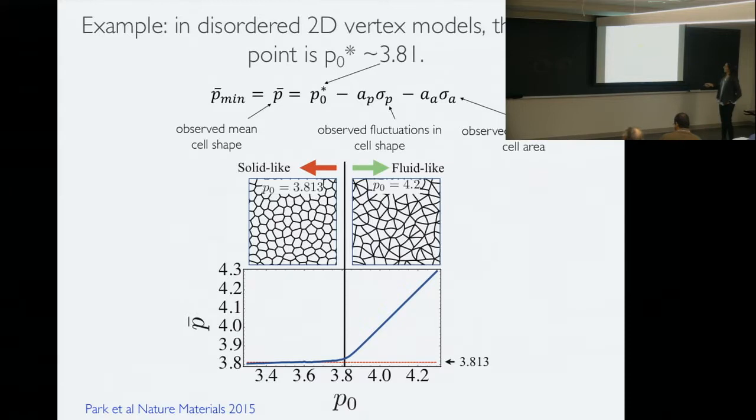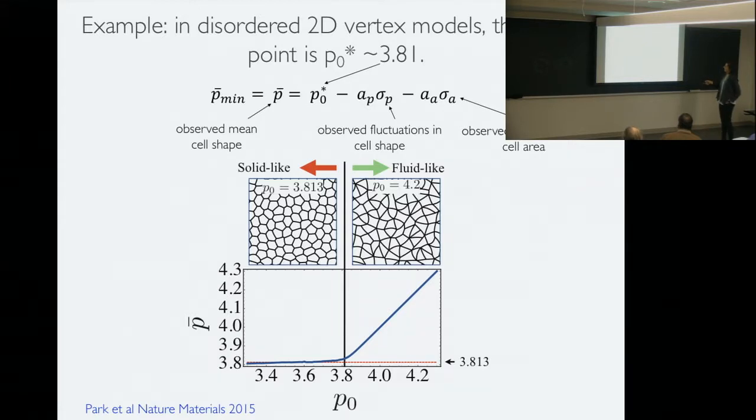And so this is a plot that shows the observed spring length as a function, or the observed cell shape as a function of the target cell shape. Okay, and this is the transition point. So on this side, it's fluid-like, and this is just a plot showing you that the observed cell shape scales with the target cell shape. This is a line of slope 1. So this says observed shape scales with target shape.